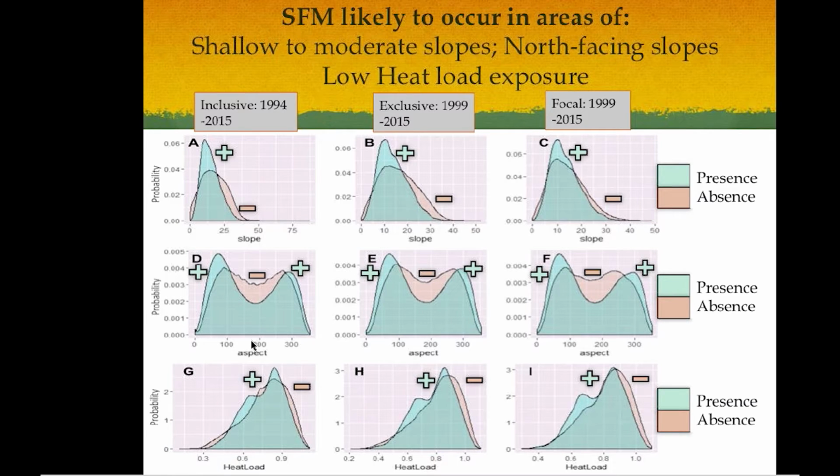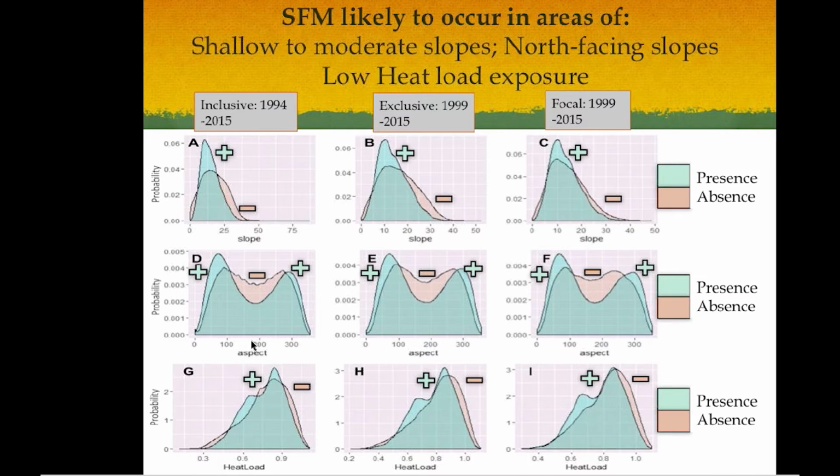So how much heat load is a site being exposed to? And again, you can see that the presence of subalpine fir mortality is occurring at heat loads that are less than where the absence is occurring. So areas that have increased heat load exposure are experiencing less subalpine fir mortality, essentially.